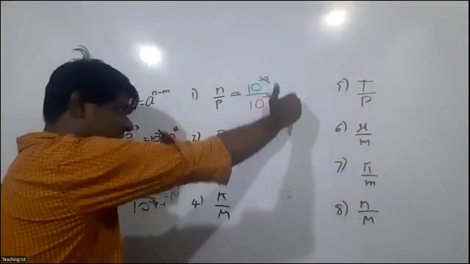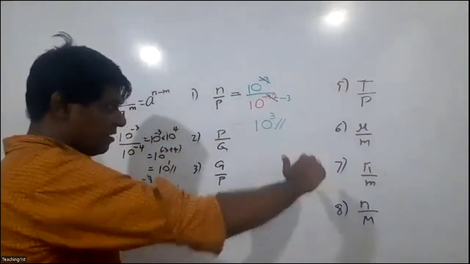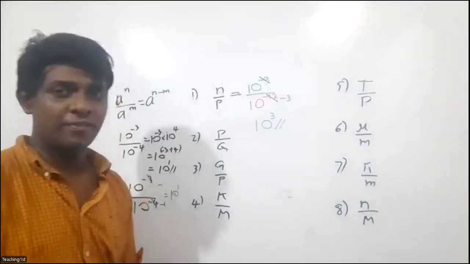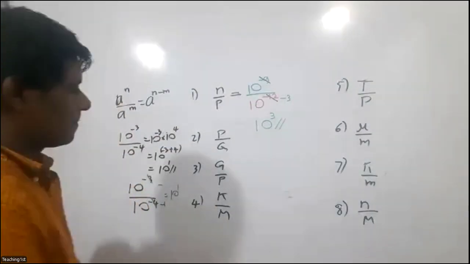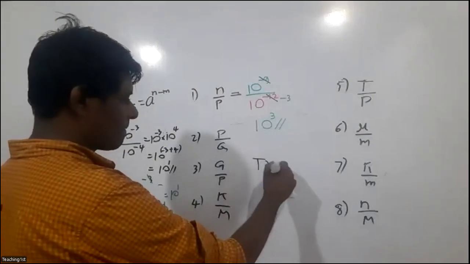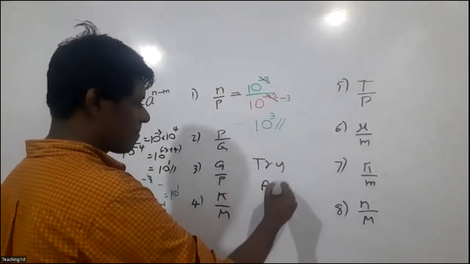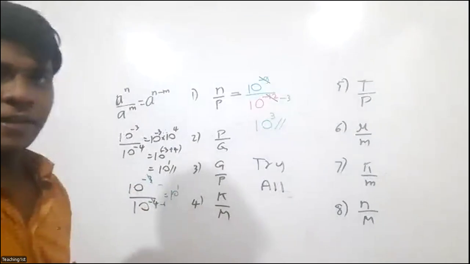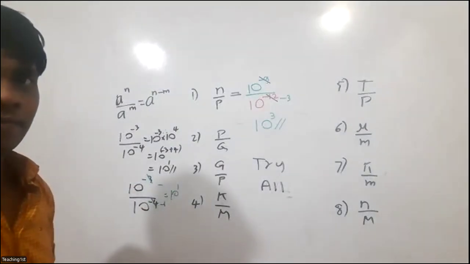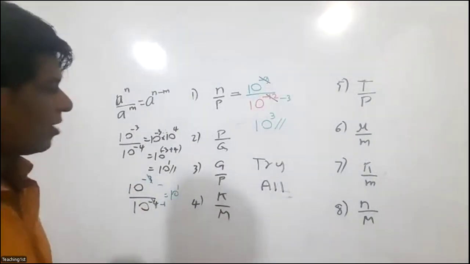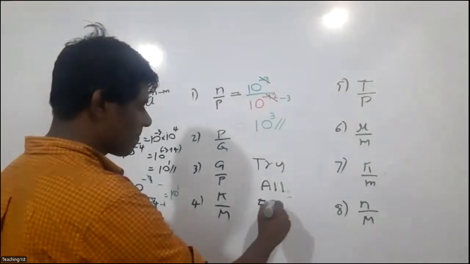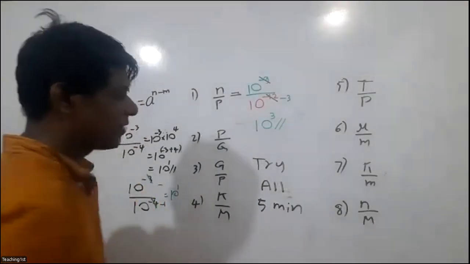Okay, by the way, understand this one and try the rest within 5 minutes. Do it. Within 5 minutes, try all. Okay, try all. Come on. You have 5 minutes. Within 5 minutes, quickly.